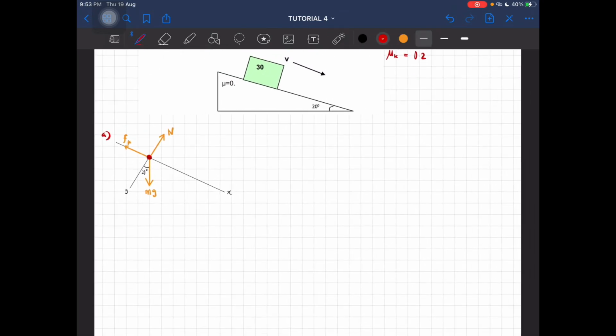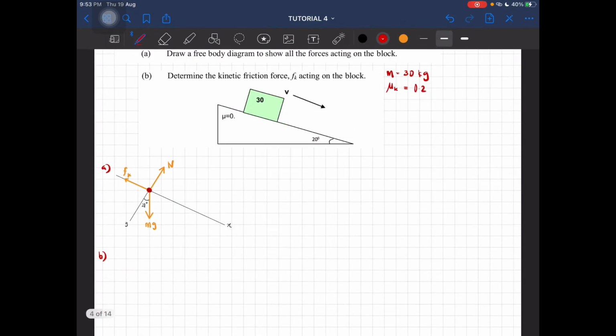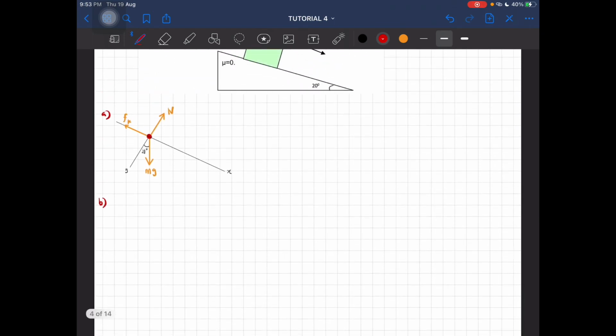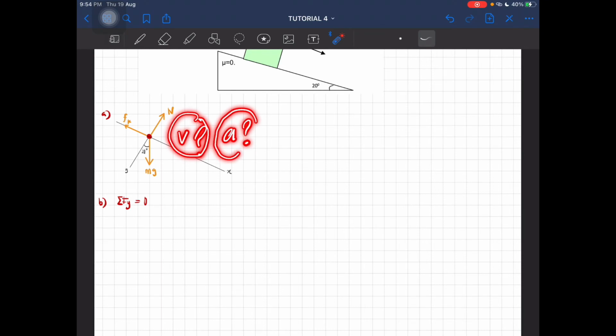Now we can continue to calculate. What is the question? Kinetic friction force acting on the block. So what we can do is we use the y component only. Why do we use the y component? Because the v is not given. So what is the value of v? What is the value of a? If we have a velocity, then we would have the acceleration value, if given.